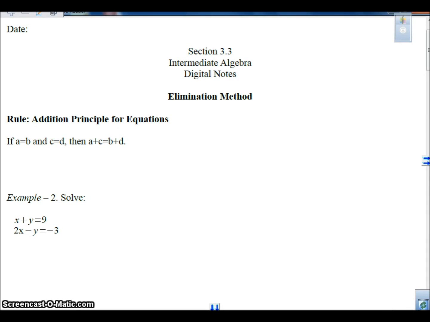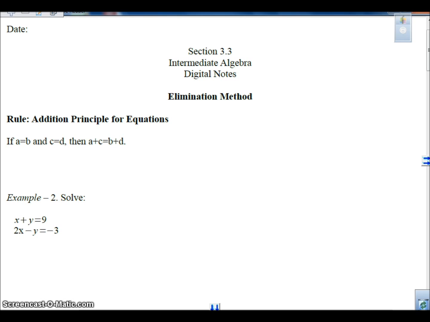Okay, so in this lesson we're going to learn how to solve a system of equations using the elimination method. This is a continuation of the previous two sections where we are studying how to solve systems of equations. So this will just be the same kind of problems we were doing previously, just another technique that we can use to solve it.